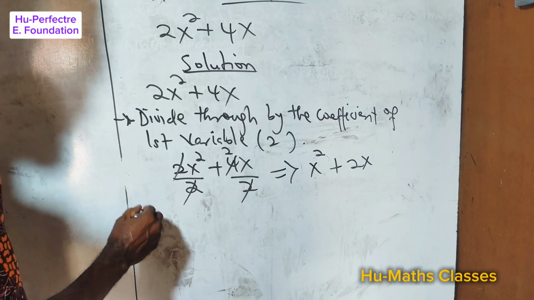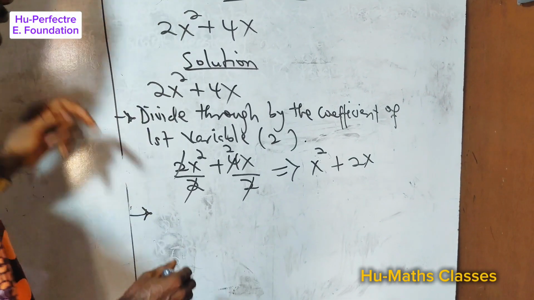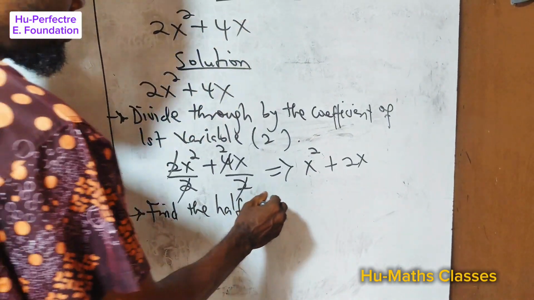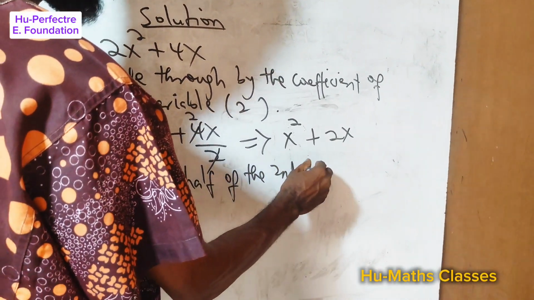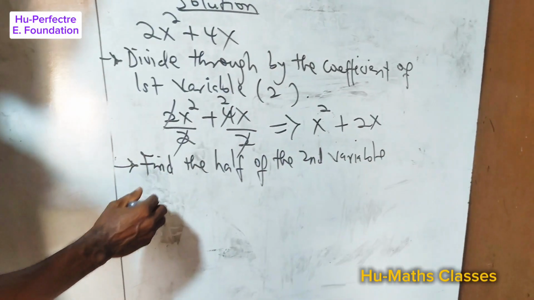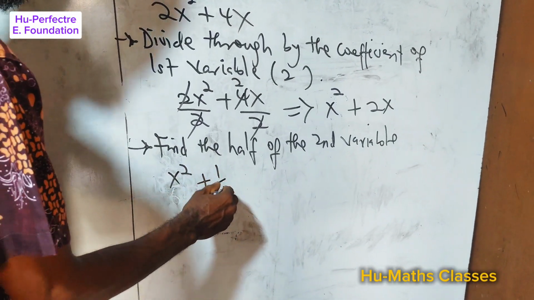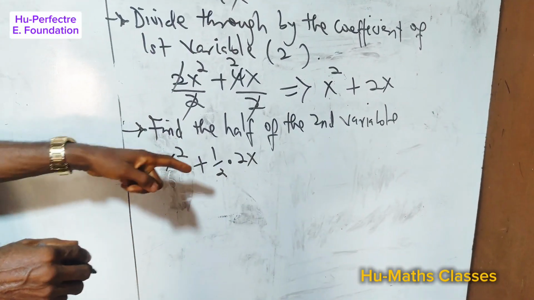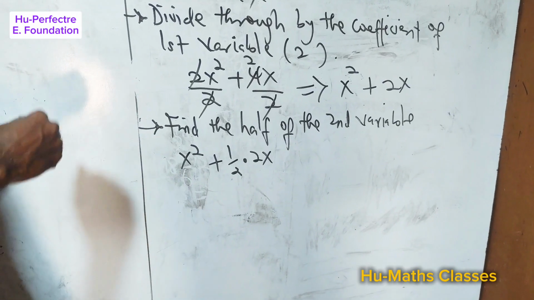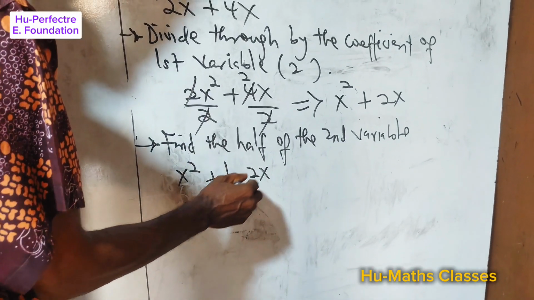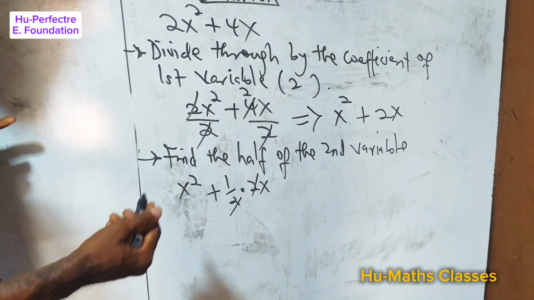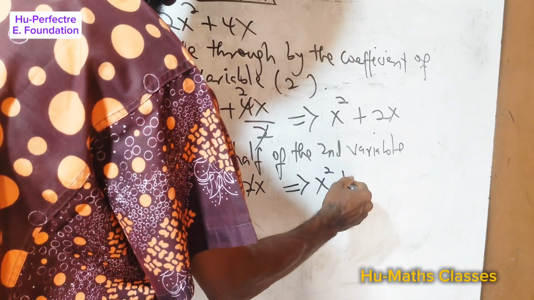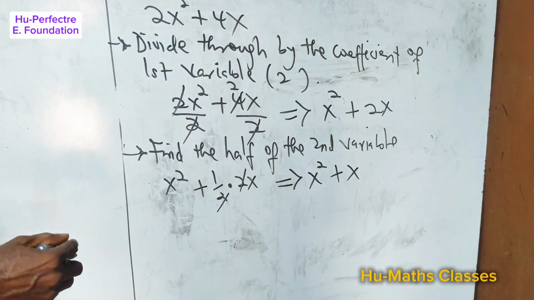The next step is to find the half of the second variable. That will become x raised to the power 2 plus 1 over 2 times, I'm using the dot as my times, 2x, which is the half of the second variable. In that case, these two 2s cancel out. So what we have next is x raised to the power 2 plus x. That is what is left.